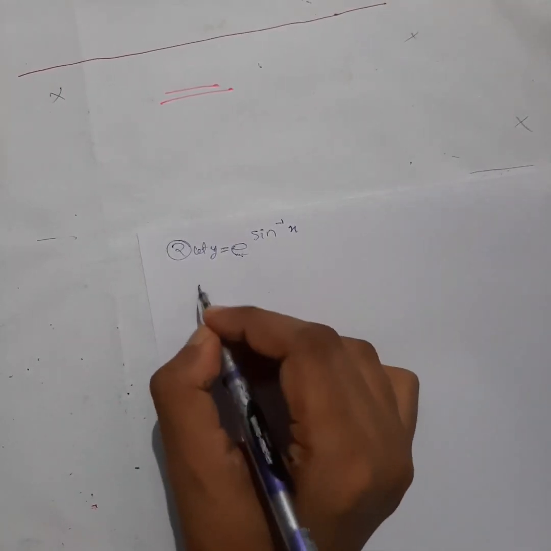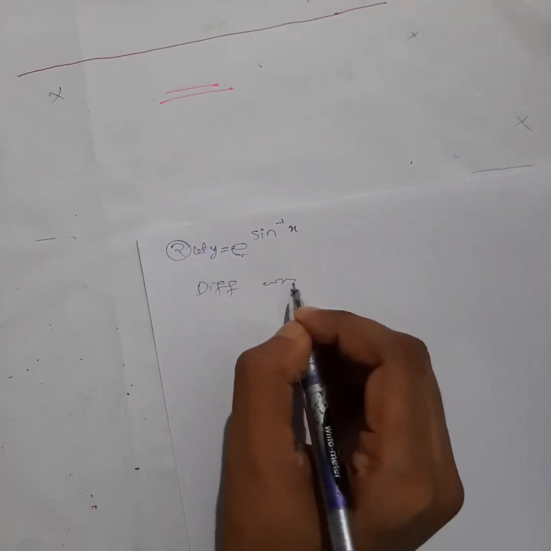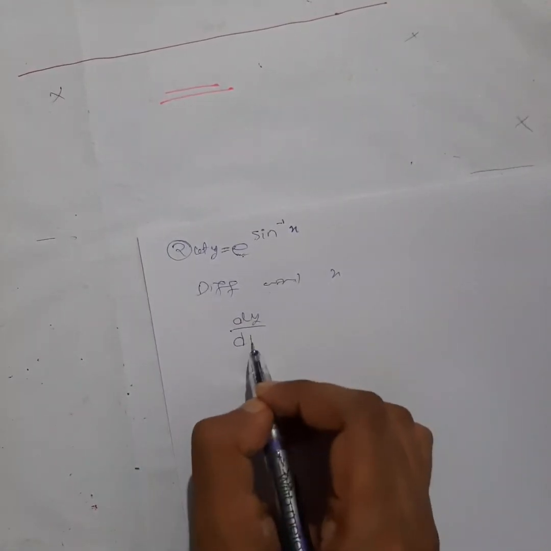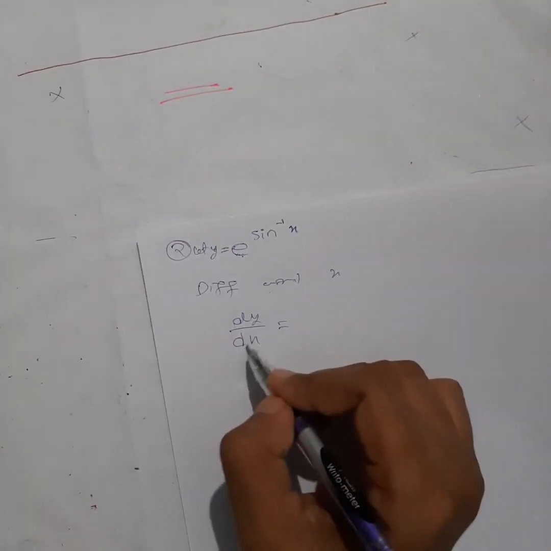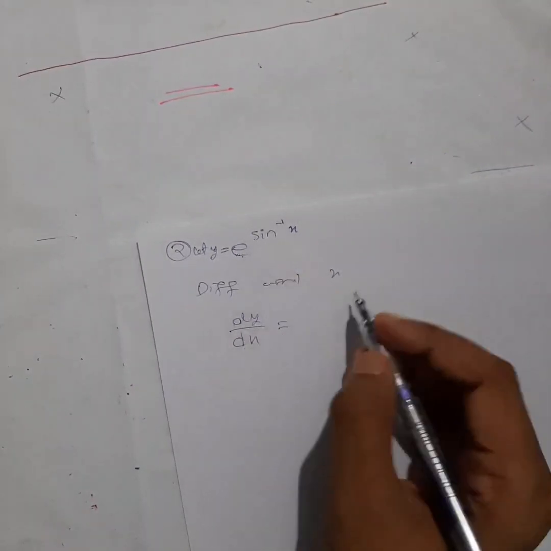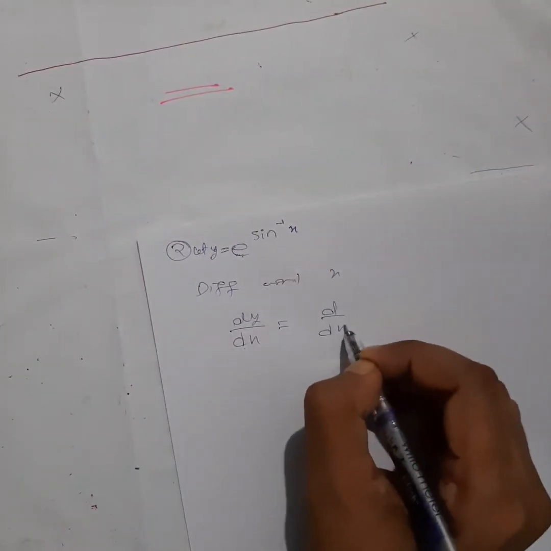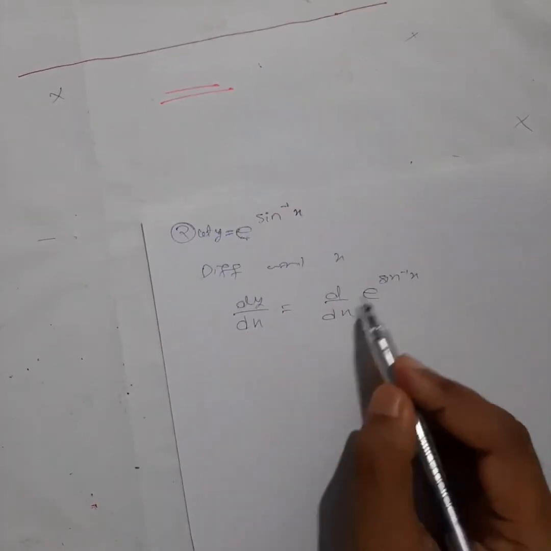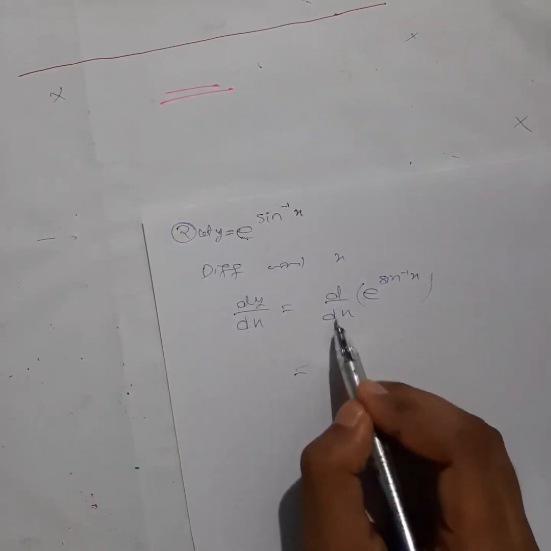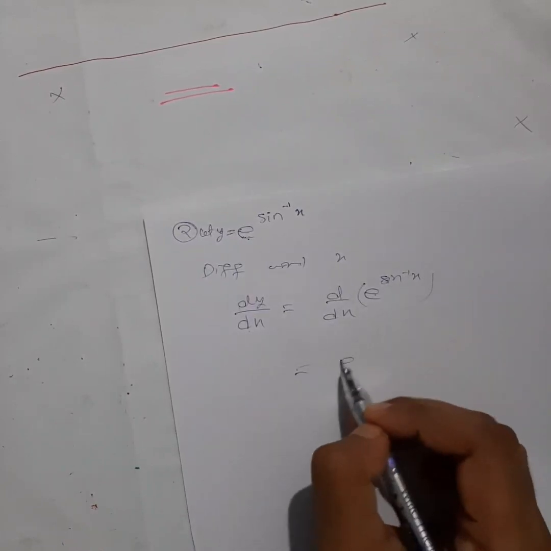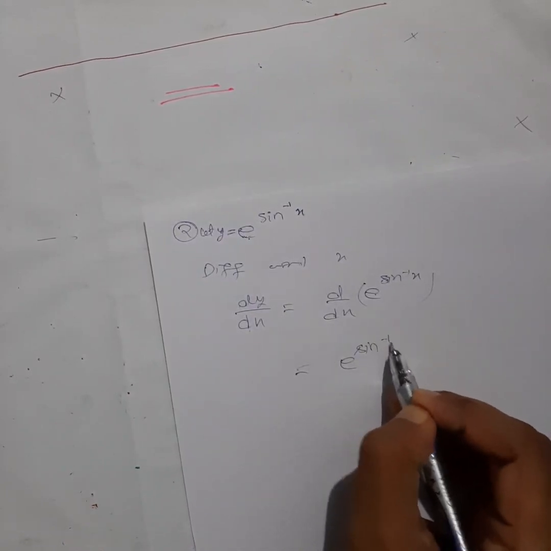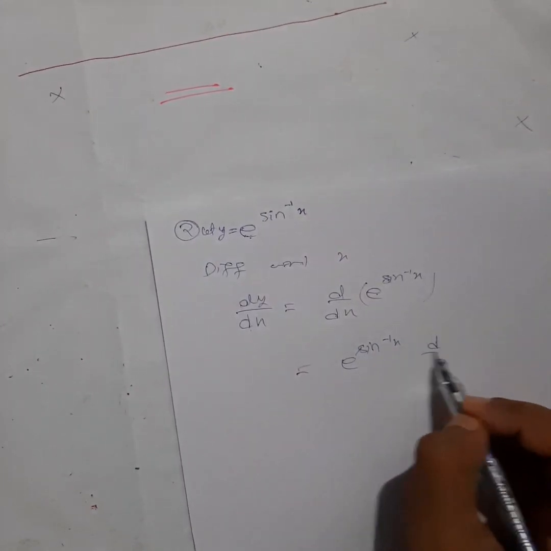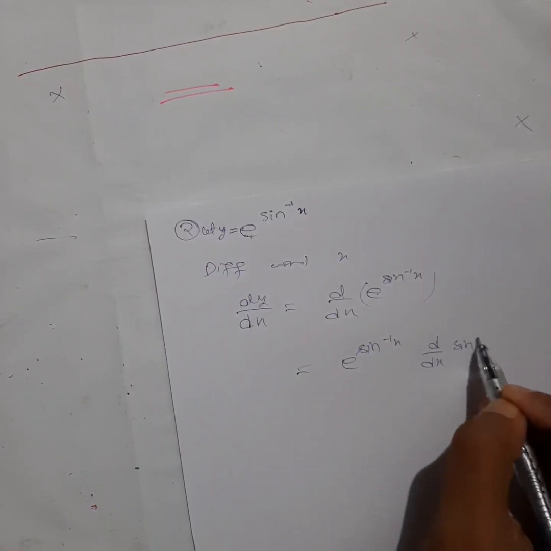So differentiating with respect to x, we get dy by dx. Basically we are finding dy by dx, means differentiation of y, means this one. d/dx of e to the power sine inverse x. So we know that d/dx of e to the power x is always e to the power x only, but in place of x you can see it is a different function now, so you have to differentiate that one again with respect to x.